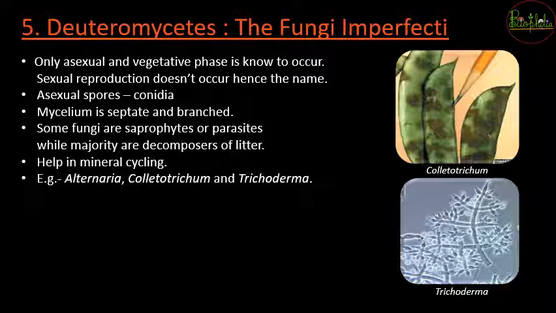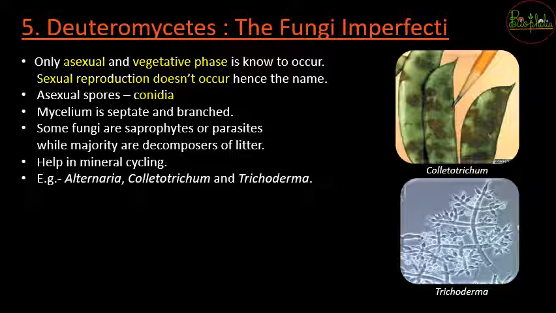Deuteromycetes में जो भी fungi involve होते हैं, they are going to have only an asexual or vegetative phase of their life. उनके पास sexual reproduction नहीं होता है, and because they do not have sexual reproduction, they are called fungi imperfecti. So asexual spores जो होते हैं, they are going to be conidia, as you even saw them in Ascomycetes. वैसे ही Deuteromycetes में भी conidia are going to be the asexual spores.